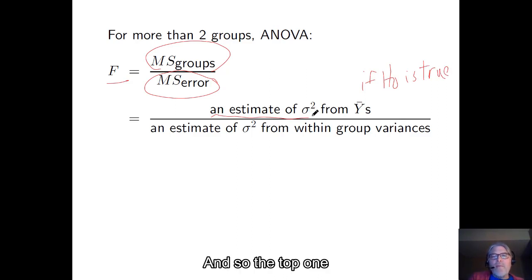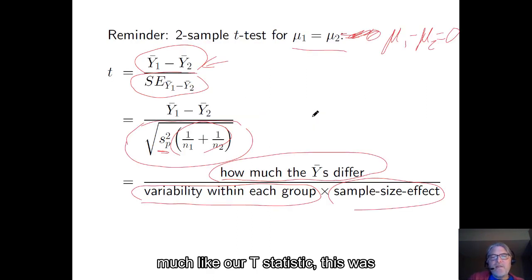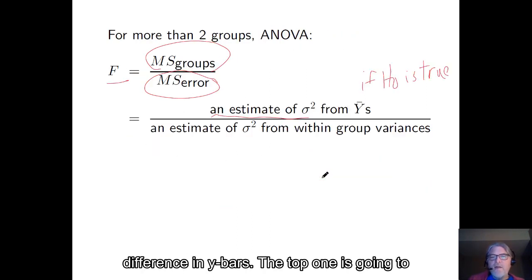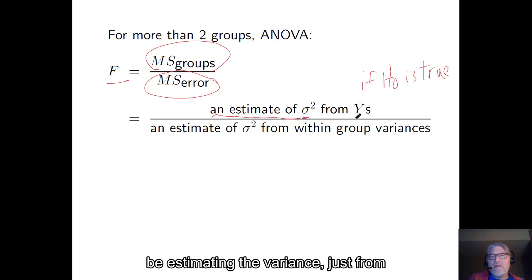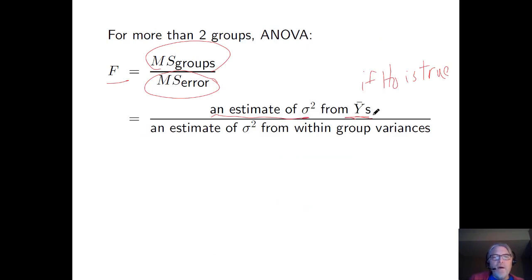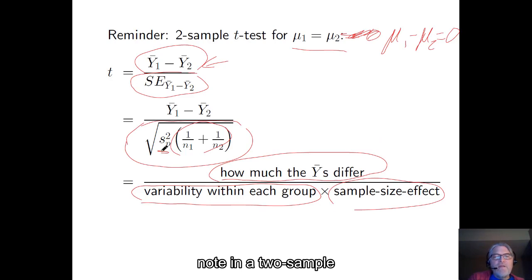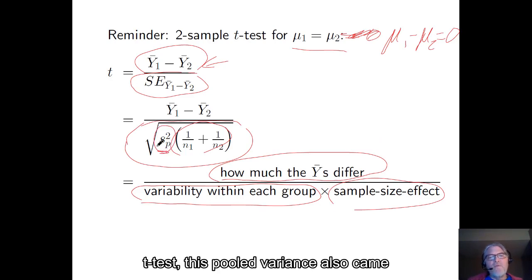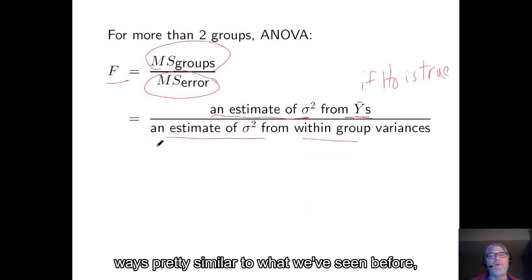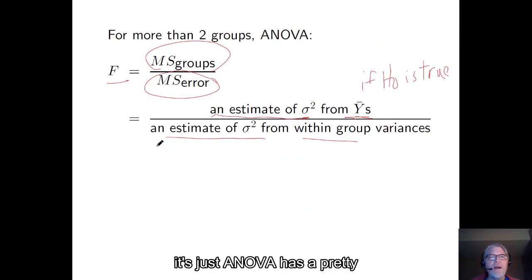And so the top one, much like our t-statistic, where this was the difference in y bars, is going to be estimating the variance just from the group means, all of the group means that we get. And the bottom is going to be within group variances, much like in a two-sample t-test, where this pooled variance also came from within group variance measurements. So it's really, in some ways, pretty similar to what we've seen before. It's just that ANOVA has a pretty complicated test statistic, and we're going to walk through how to calculate it. It's not quite as intuitive, but I want you to realize that it is, in some senses, quite similar.